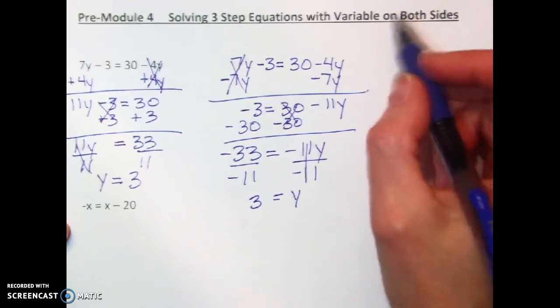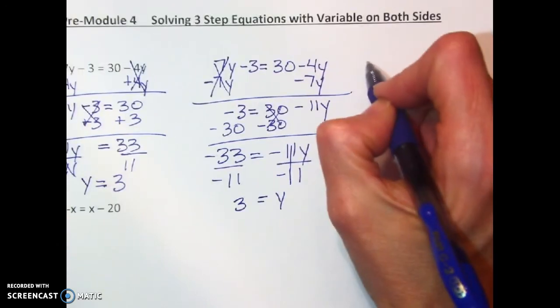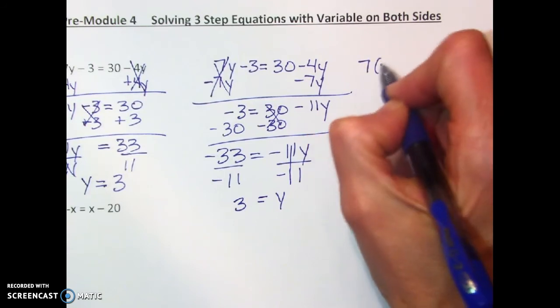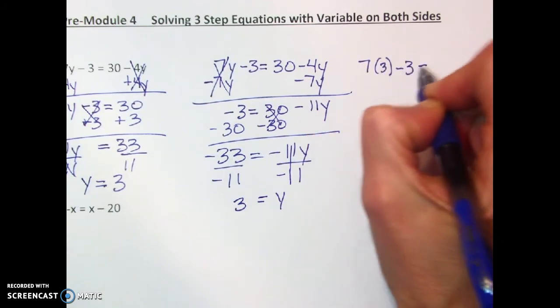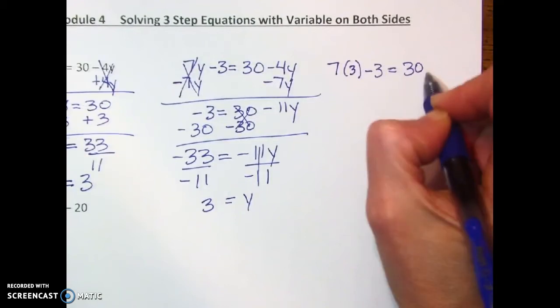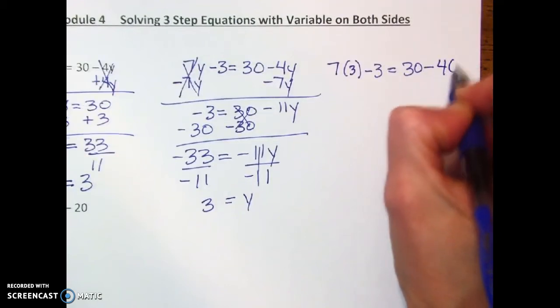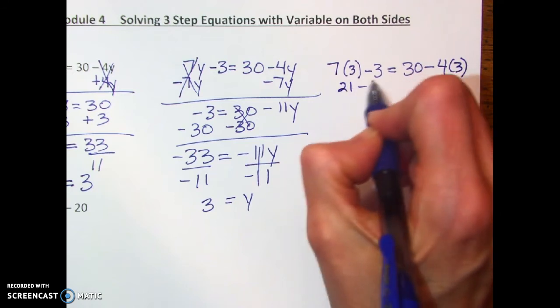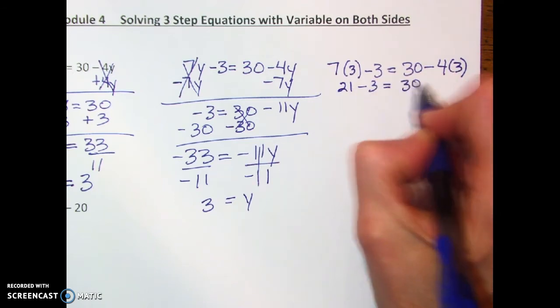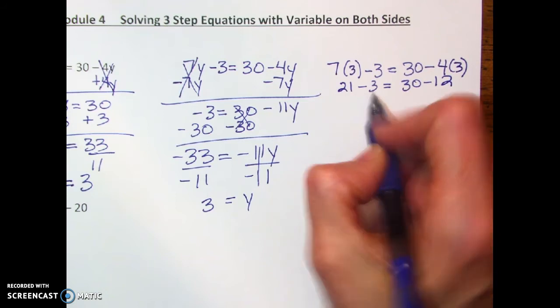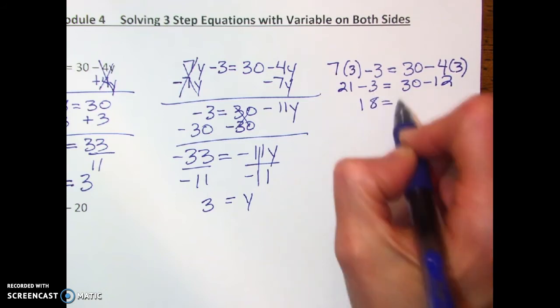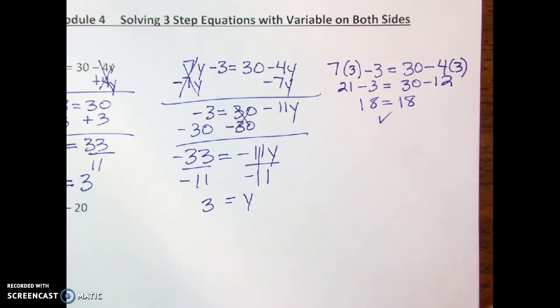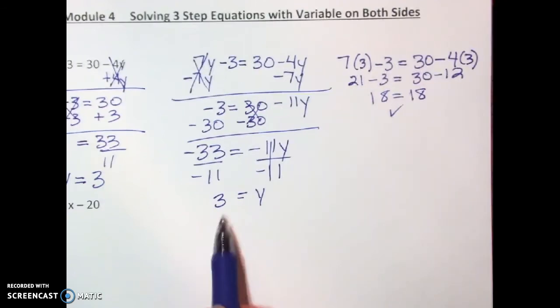Now I can also check this answer. If I take my original equation and I substitute in a 3, I should be able to check this. 21 take away 3, 30 take away 12. Well, 21 take away 3 is 18, 30 take away 12 is 18. It is the correct answer. So 3 is right.